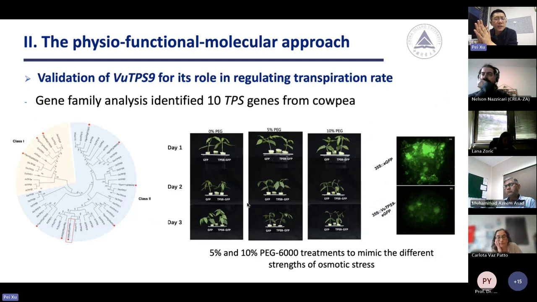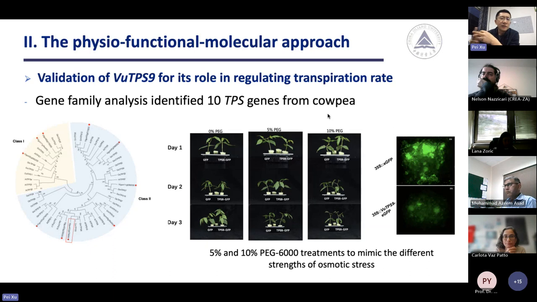So lastly, to provide some functional evidence that supports the important role of these hub genes in regulating transpiration rate, we used a transient overexpression assay in cowpea. This is because a stable transformation protocol has not been readily established. So we use the transient overexpression assay.